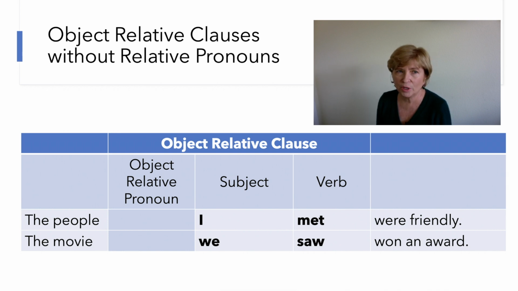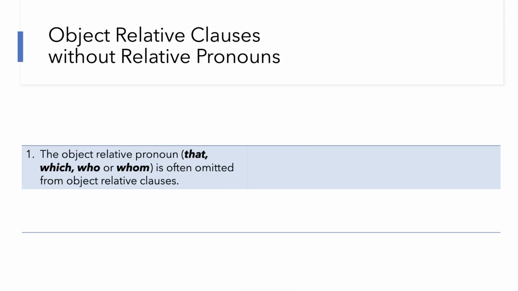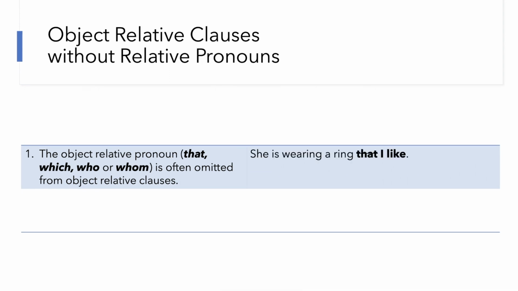Here are the rules for this. Rule number 1. The object relative pronoun, whether it's that, which, who, or whom, is often omitted, which means it's left out or not used, from object relative clauses. So we have a choice. We can say, she's wearing a ring that I like, or we can say, she's wearing a ring I like. Usually we'll say it without the relative pronoun.